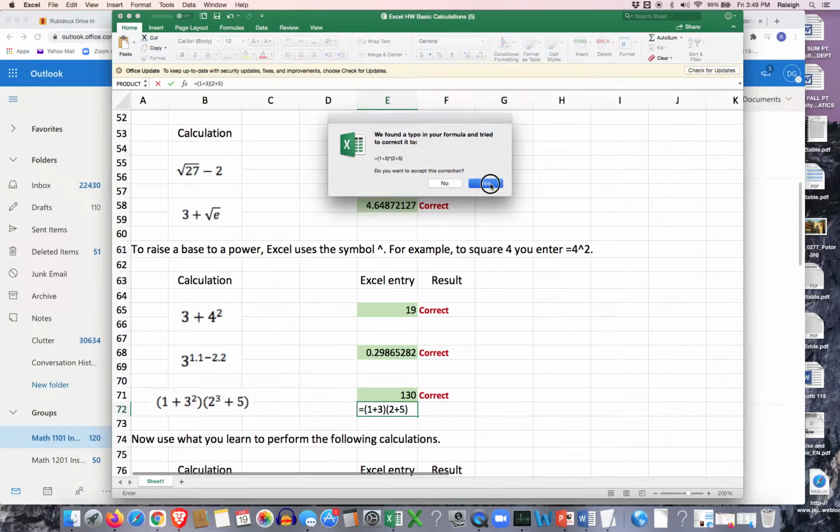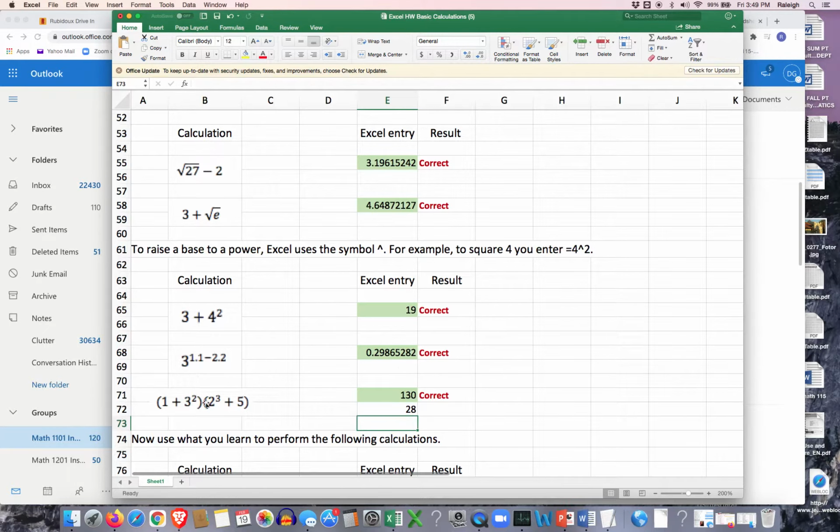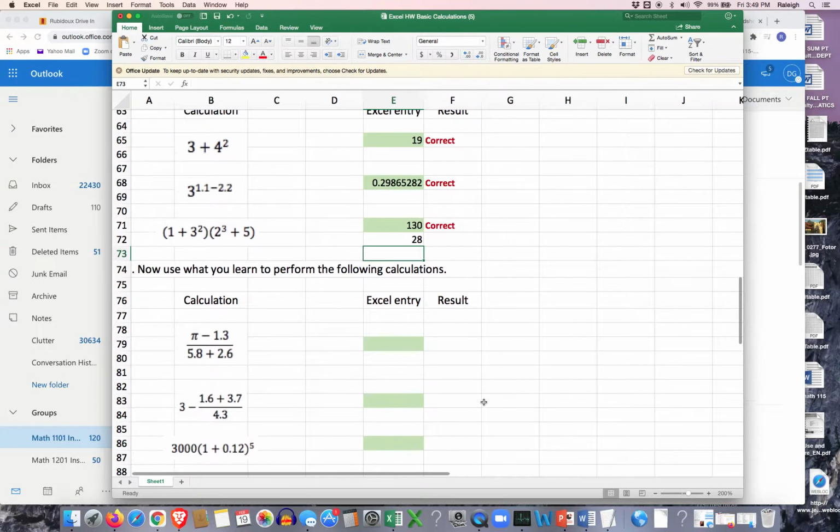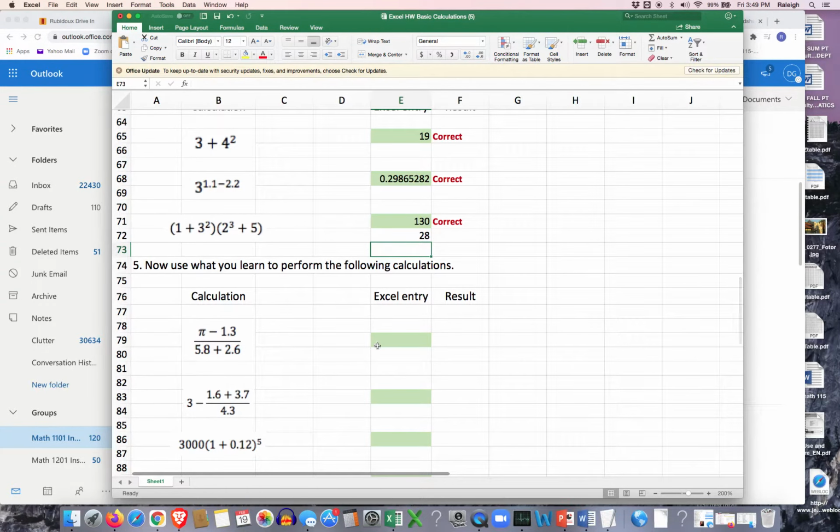So I could say yes, and then it would do it. Of course, this is a different problem. I did 1 plus 3 is 4, and 2 plus 5 is 7. 4 times 7 is 28. So that was just a different problem. You should be experimenting with this on your own Excel sheets. So let's try this one now.